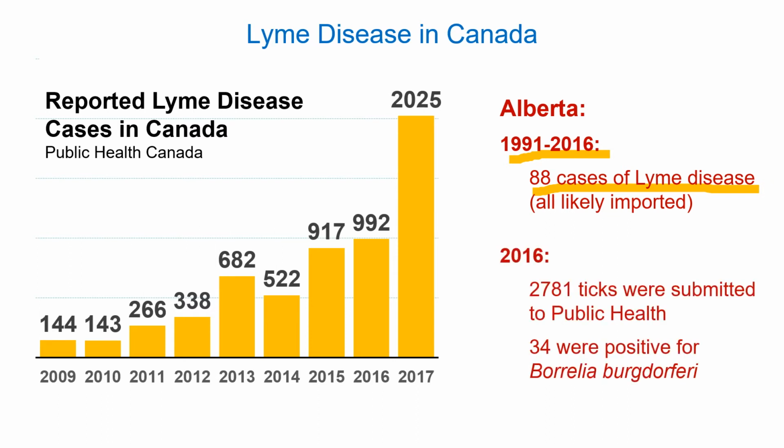So we've also been doing tick surveillance in Alberta for a few years now, and you can see here's some recent data. In 2016, we have about 2,700 ticks tested, and 34 were actually positive for the bacteria. So the organisms are here, not probably in large numbers, but I'm guessing with global warming we are going to see more transmission and more cases in the future.